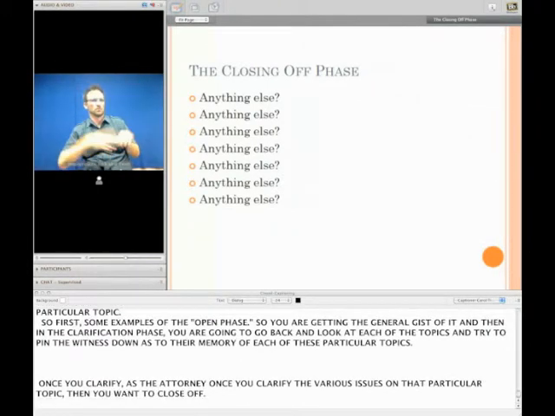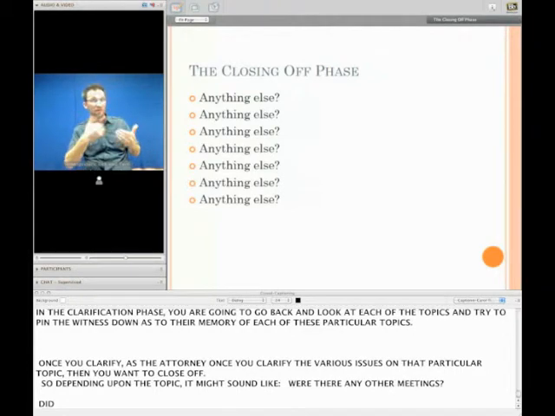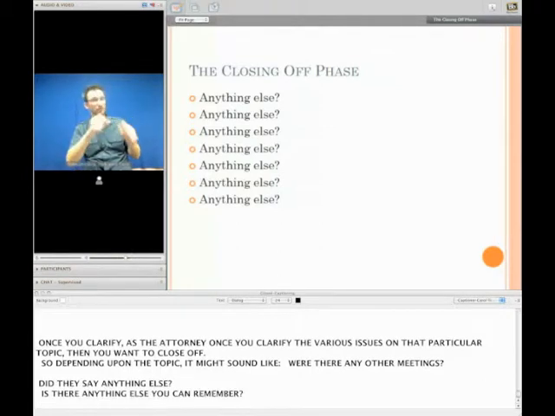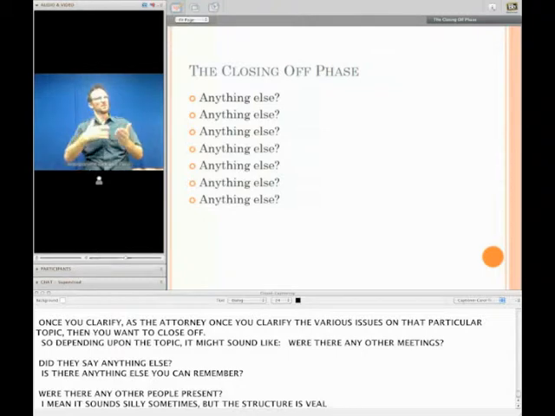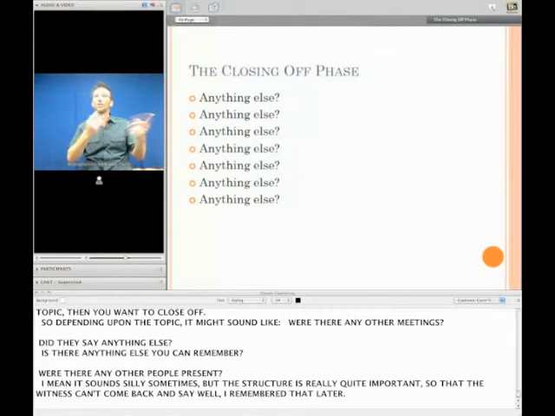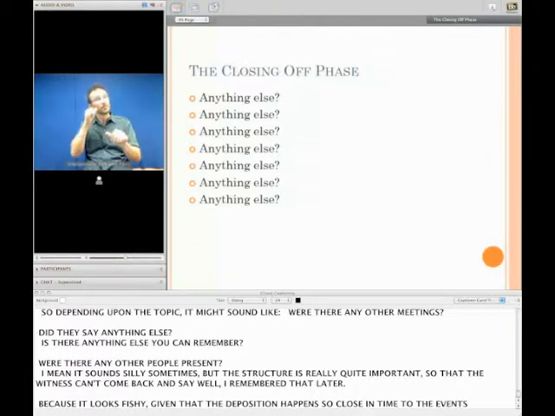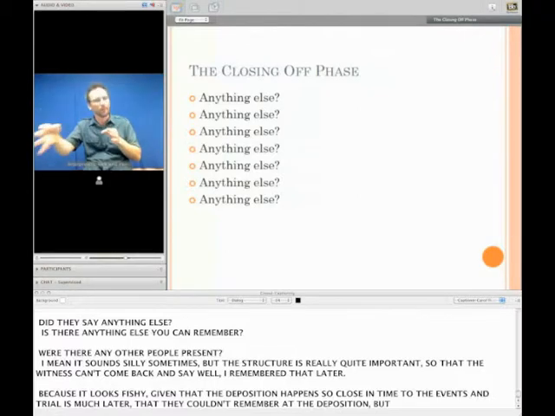So depending upon the topic, it might sound like, were there any other meetings? Did they say anything else? Is there anything else you can remember? Were there any other people present? I mean, it sounds silly sometimes, but the structure is really quite important so that this witness can't come back and say, well, I remembered that later, because it looks fishy given that the deposition happened so close in time to the events and trial is much later, that they couldn't remember at the deposition but somehow miraculously have now remembered later.